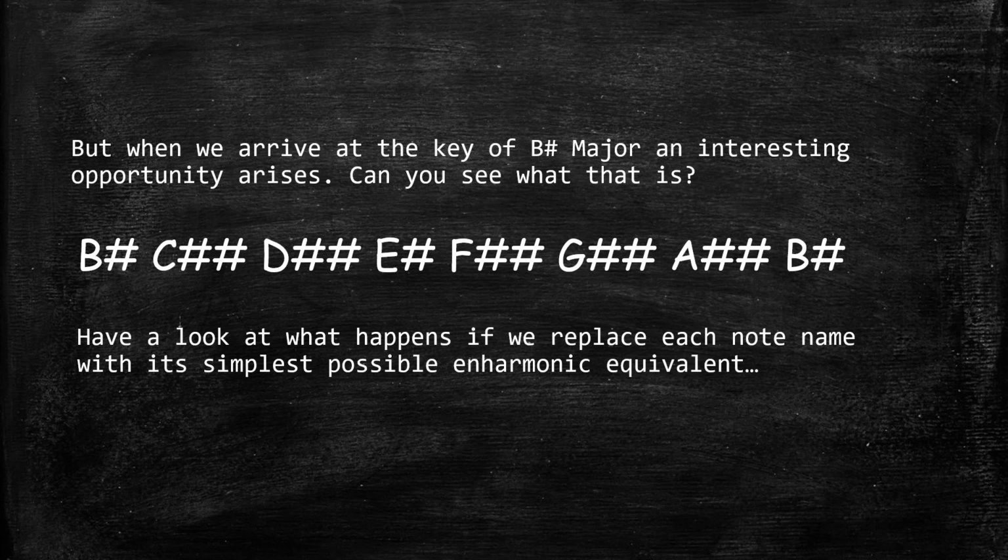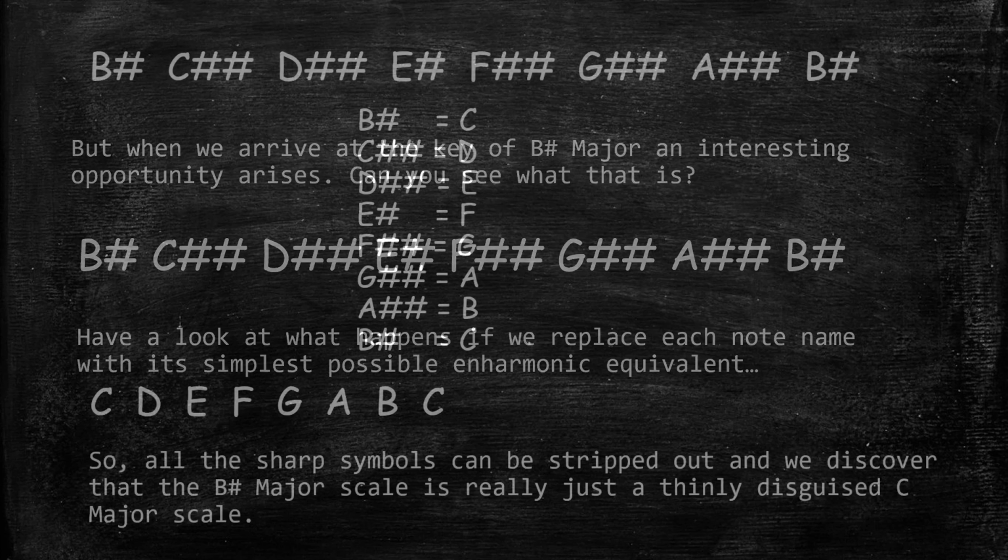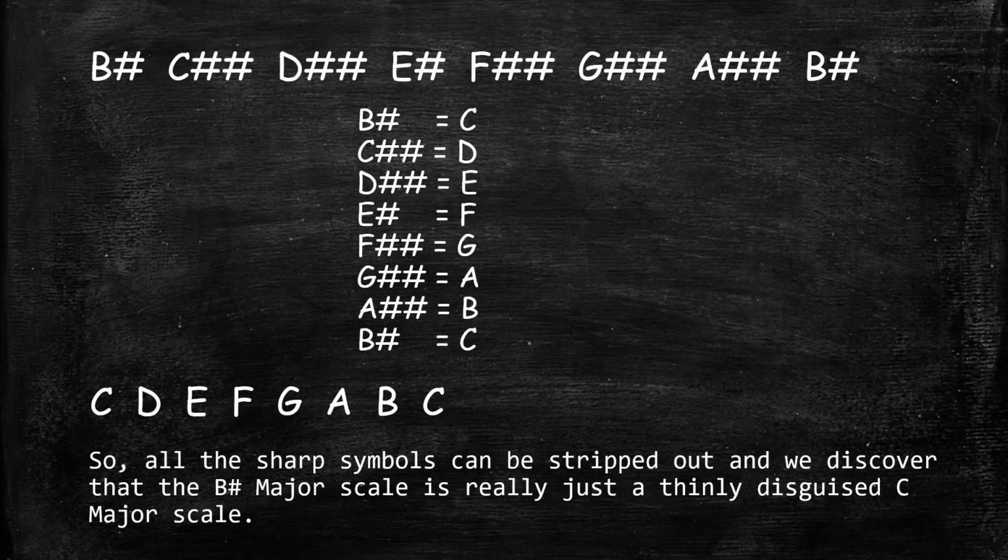B sharp, C double sharp, D double sharp, E sharp, F double sharp, G double sharp, A double sharp, B sharp. Have a look at what happens if we replace each note name with its simplest possible enharmonic equivalent. B sharp becomes C, C double sharp becomes D, D double sharp becomes E, E sharp becomes F, F double sharp becomes G, G double sharp becomes A, A double sharp becomes B, and B sharp becomes C. So we're left with C, D, E, F, G, A, B, C.